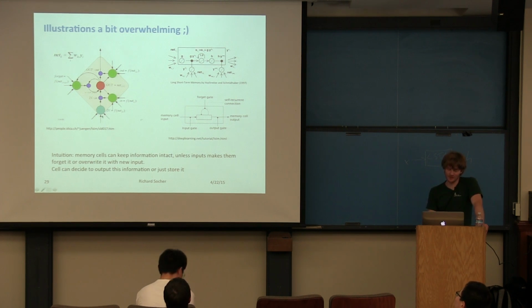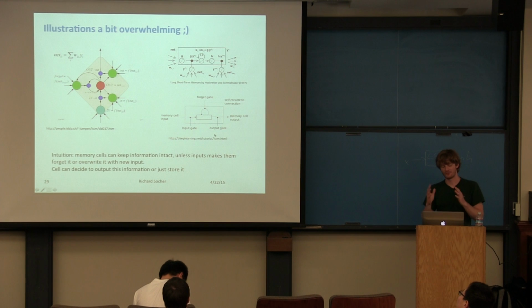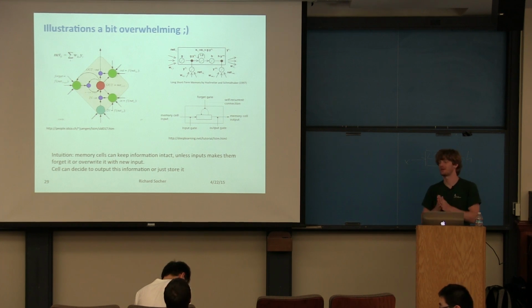But I think the important intuition here that I do want you all to take away is that these memory cells can basically keep information intact unless the inputs make them forget it or overwrite it in some meaningful way. And again, this boils down to not suffering now as much from the vanishing gradient problem. And I think this is a general interesting approach too.